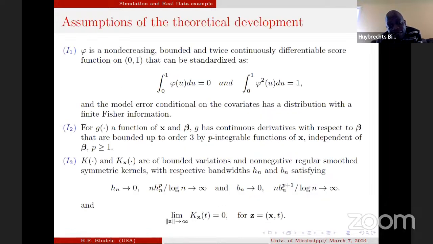And these are some theoretical assumptions that were needed to derive the asymptotics in the paper.